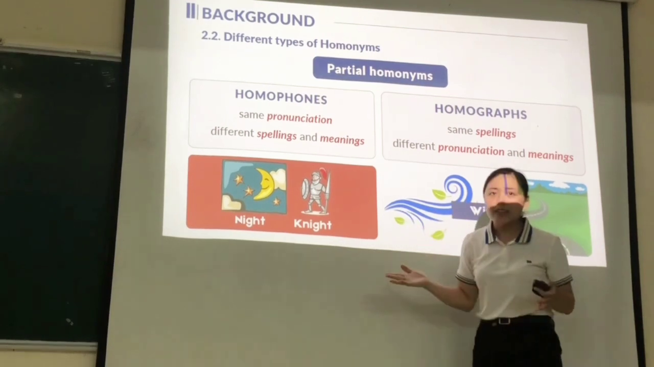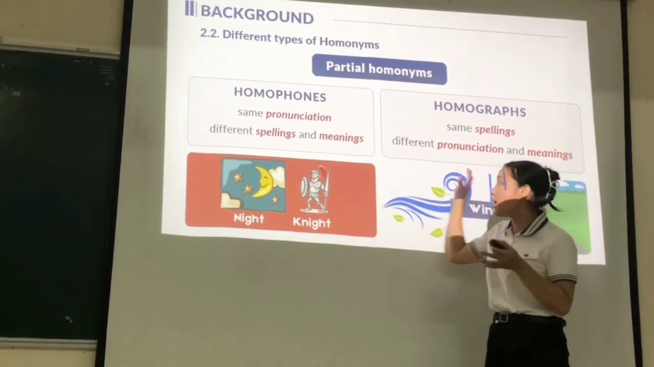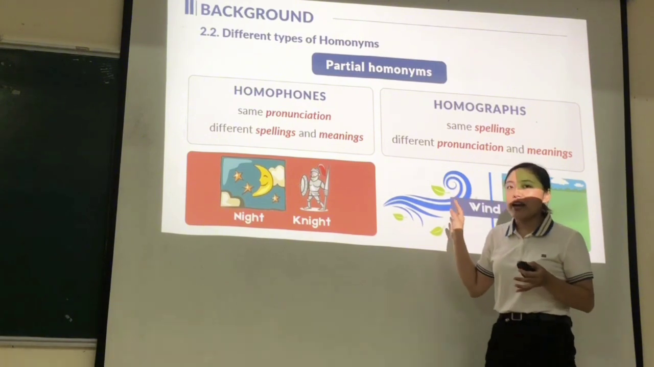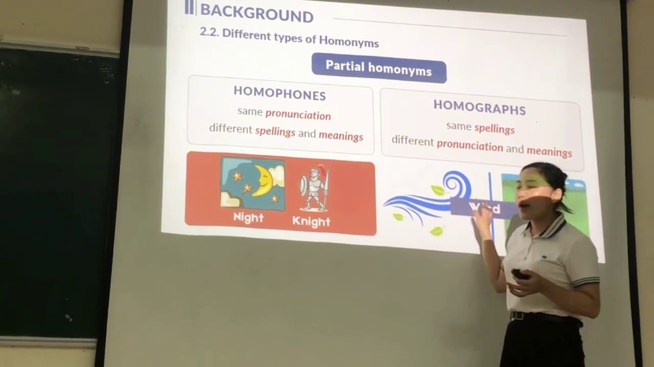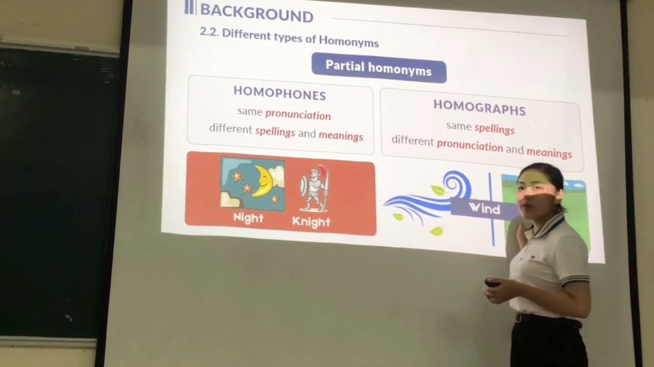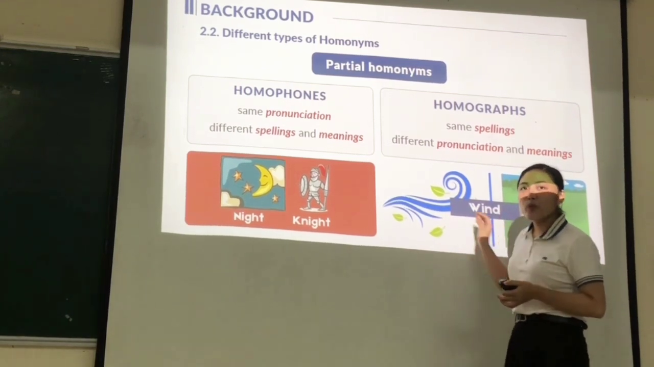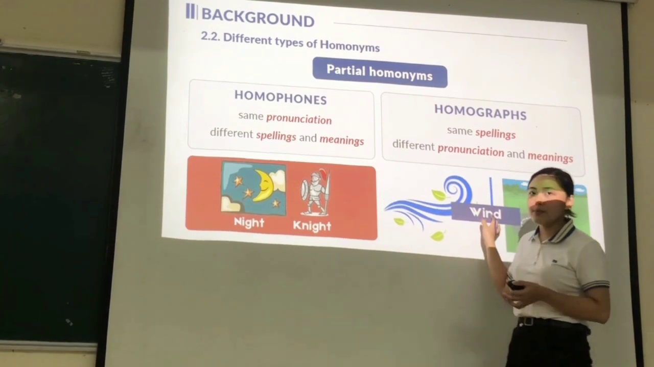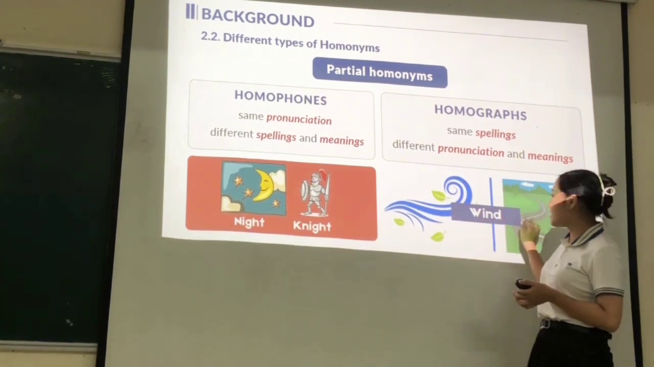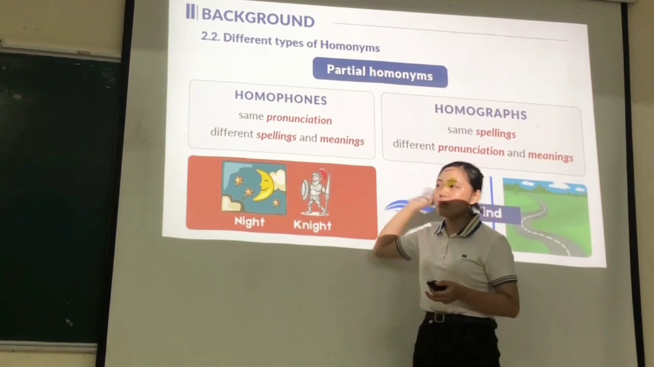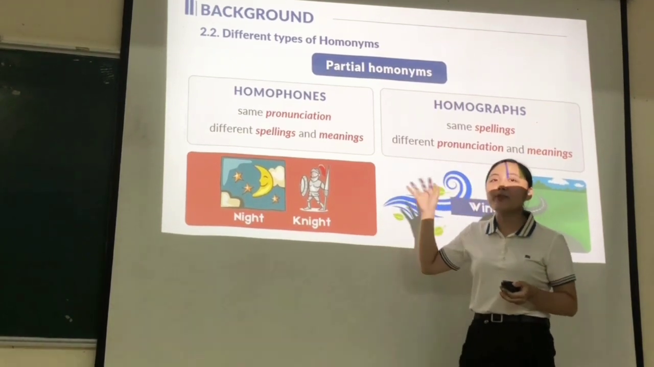On the other hand, homographs are words that have the same spelling but different pronunciation and meaning. For example, we have wind. The first we pronounce as wind, and the second we pronounce as wide. The first means the movement of the air, but the second means to turn or coil something around an axis. That is our introduction and background.